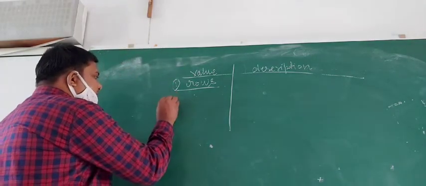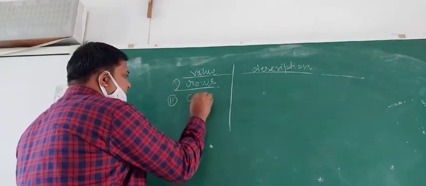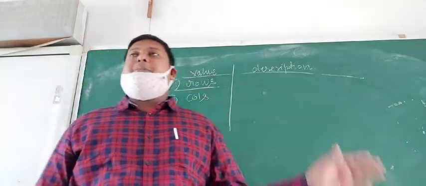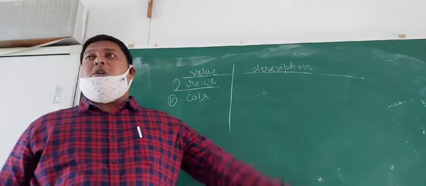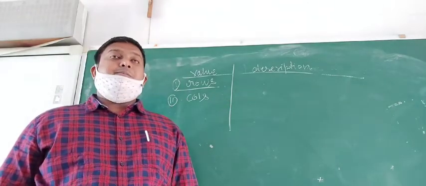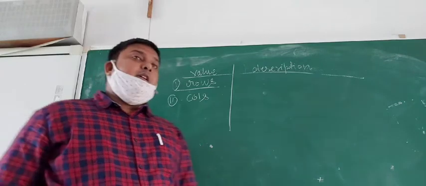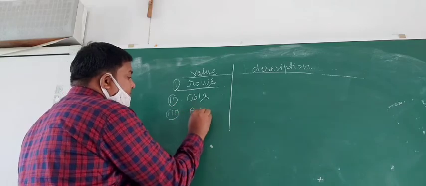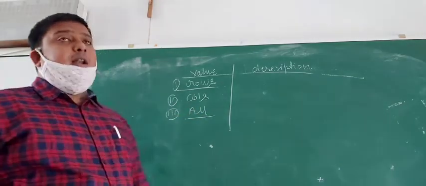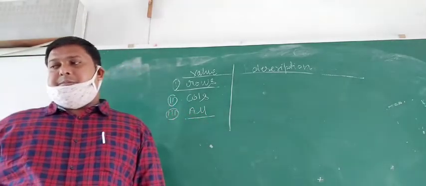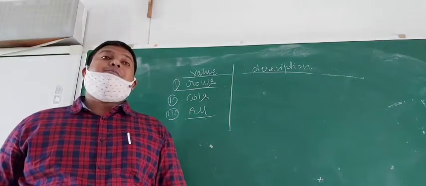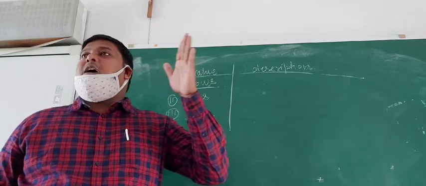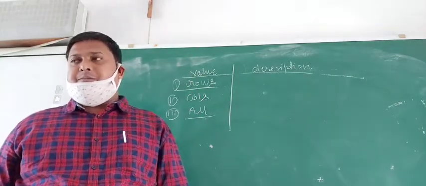Next, what you have to write? Cols. What do you mean by that? It displays the edge between the columns. The third value is all. What do you mean by that? It displays the edge between the rows and columns.